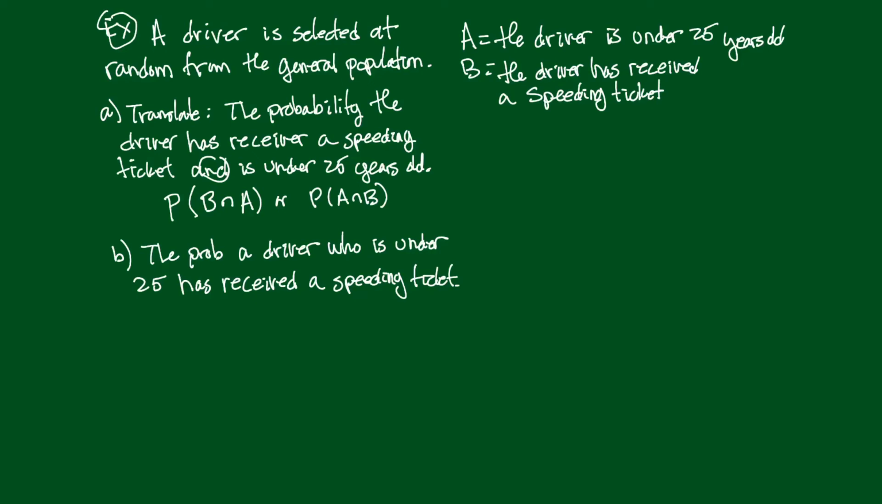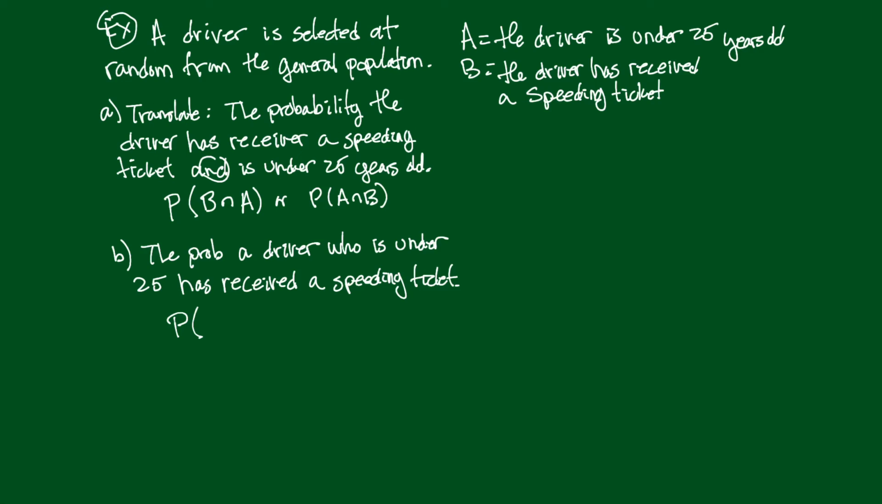Part B of this problem. How about this? Can you write the probability? Write this: what's the probability that a driver who is under 25, so that's known. Write the probability in A's and B's that a driver who's under 25 has received a speeding ticket. So here's what we know. The driver is under 25. What's the probability that that driver has received a speeding ticket? Pause the video, try it. We'll do it together when you're done.